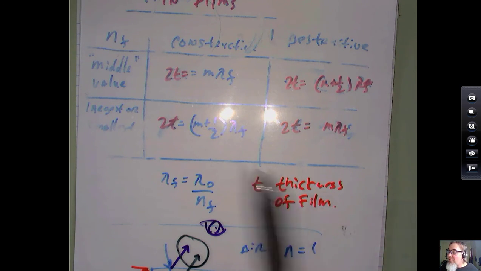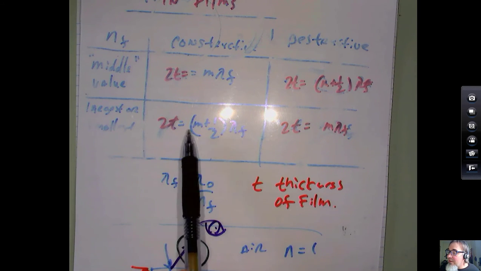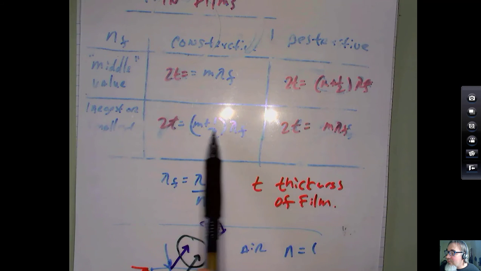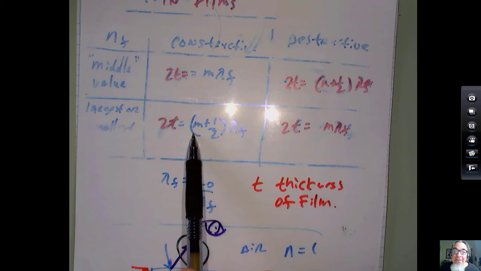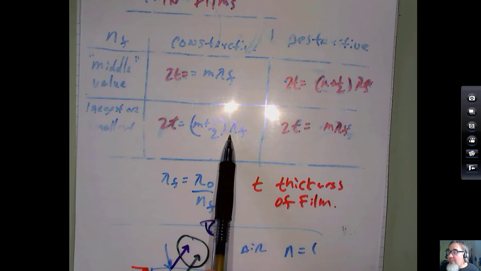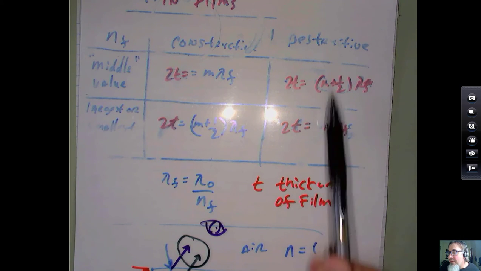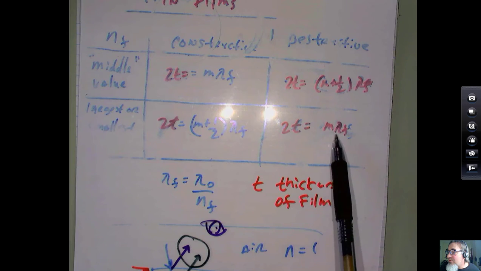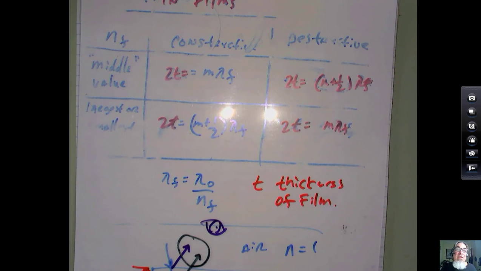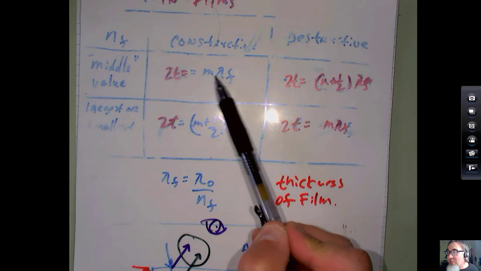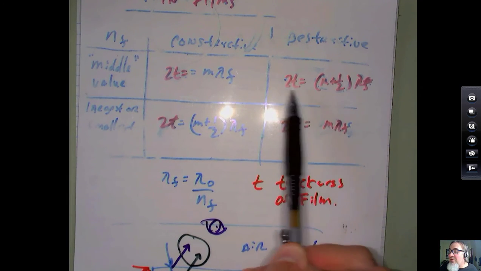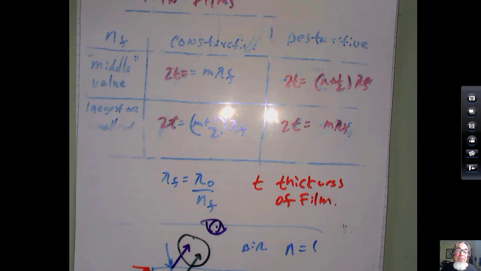Now, if it's the largest or smallest, to get constructive interference, it's the opposite. 2t is equal to m plus 1/2 times the wavelength in the film. And then destructive interference, 2t equal to m times the wavelength in the film. Many times the problems will say the minimum thickness. So minimum thickness in this case means m is equal to 1 or m is equal to 0 here, and that will give us the smallest value of t. Okay?